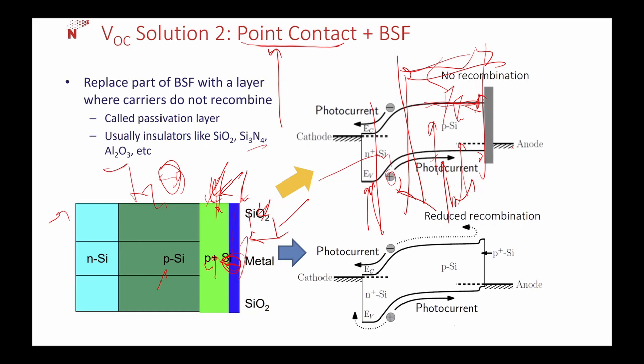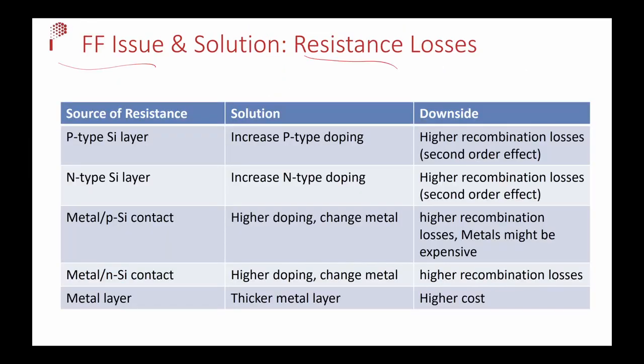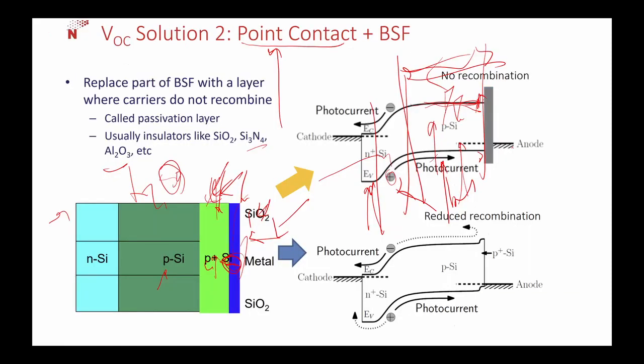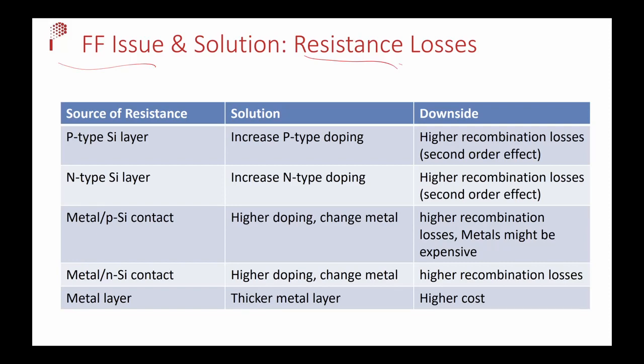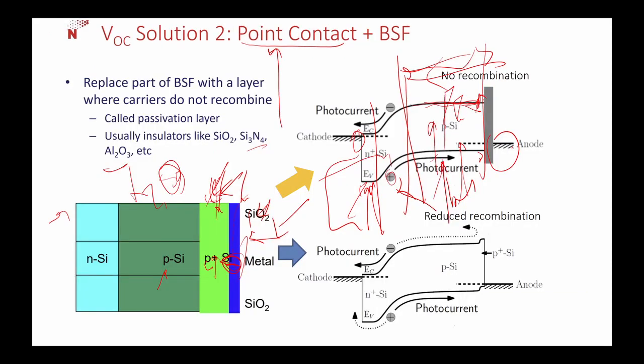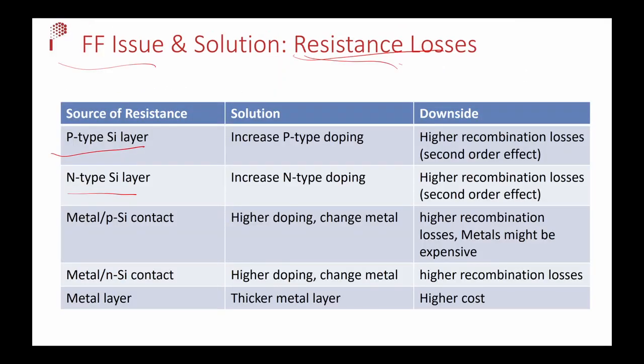So the fill factor is affected because of the resistance losses in these regions, and whatever you are connecting there, a metal contact here and here. This is the series resistance. Because of that series resistance you are decreasing the fill factor. These are the p-type and n-type silicon layers, this region and this region. Because of that there is a resistance loss.